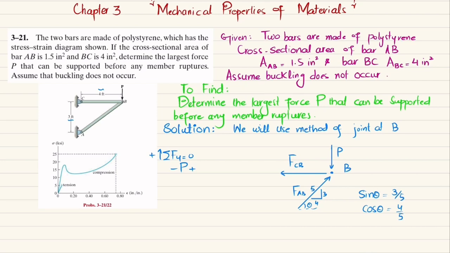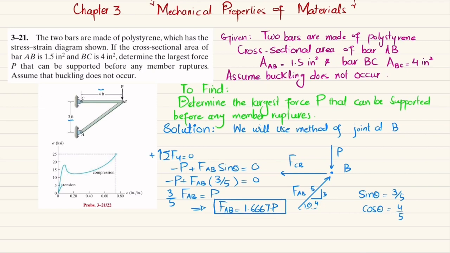So the vertical component: the sum of forces, FAB sine theta, will be equal to 0. So minus P plus FAB sine theta, where sine theta is 3 over 5, is equal to 0. It means that 3 over 5 FAB is equal to P. And from here we will get FAB equal to 1.6667 times P.